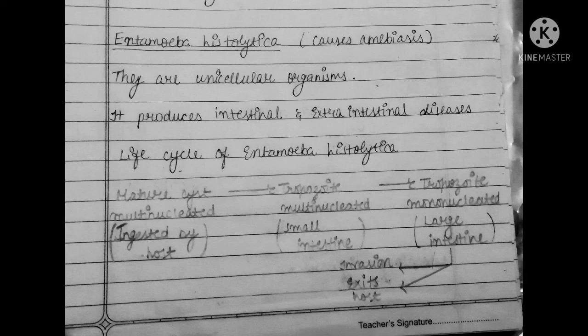Entamoeba histolytica causes amoebiasis. They are unicellular organisms. It produces intestinal and extraintestinal diseases. Life cycle of Entamoeba histolytica: the mature cyst, multinucleated, is ingested by the host. The trophozoite, multinucleated, is found in the small intestine. The trophozoite, mononucleated, is found in the large intestine. Some of these organisms invade the organs, while some exit out of the host.